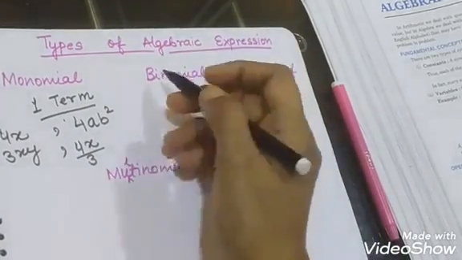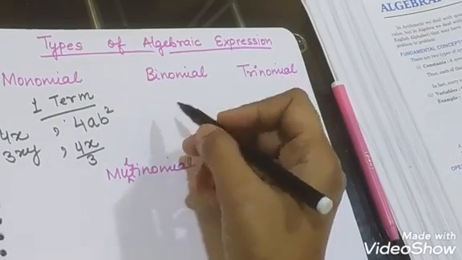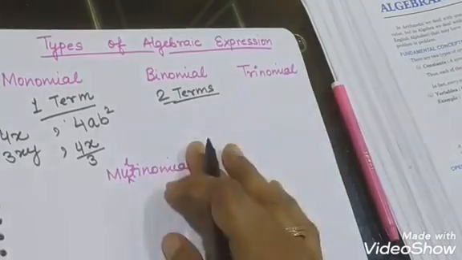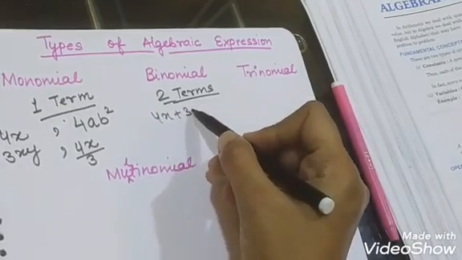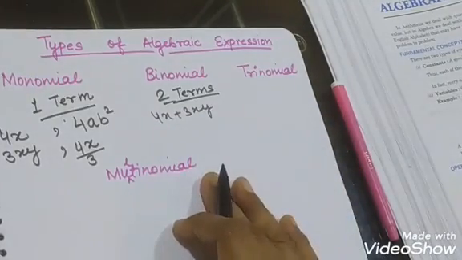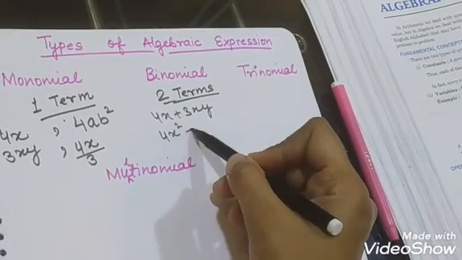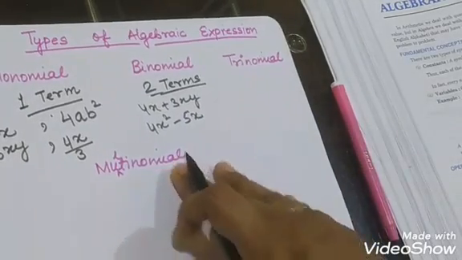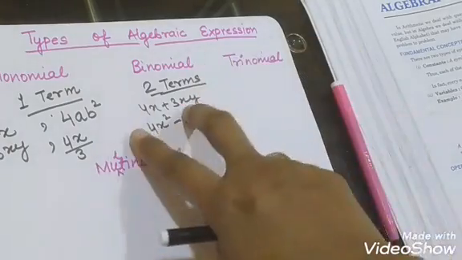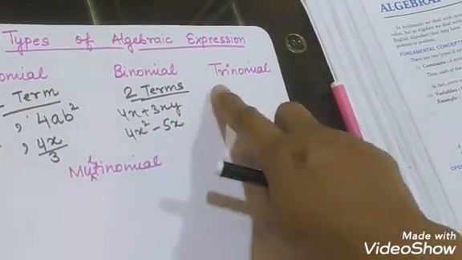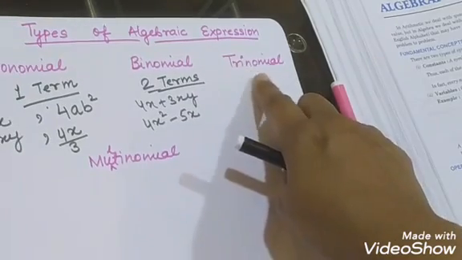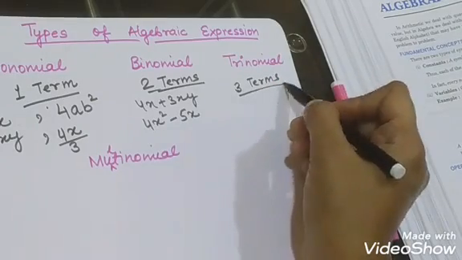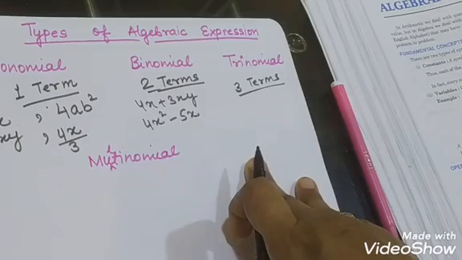Binomial, in binomial what will be there? Two terms. An algebraic expression which has two terms is called binomial. For example, 4x plus 3xy is a binomial. 4x square minus 5x is a binomial. So all the algebraic expressions which have only two terms are called binomial. And with the name of this, you will get a hint. Trinomial means three terms. So an algebraic expression which has three terms is called trinomial.